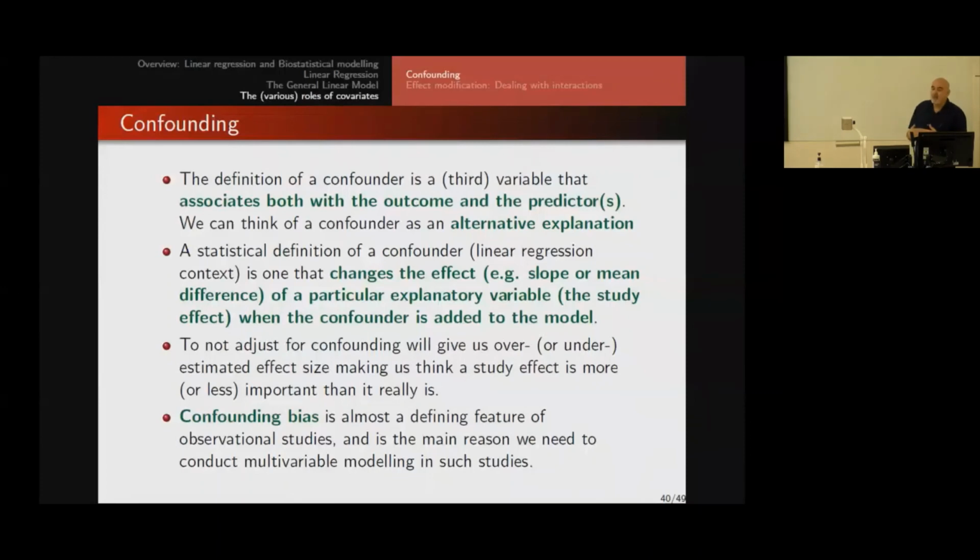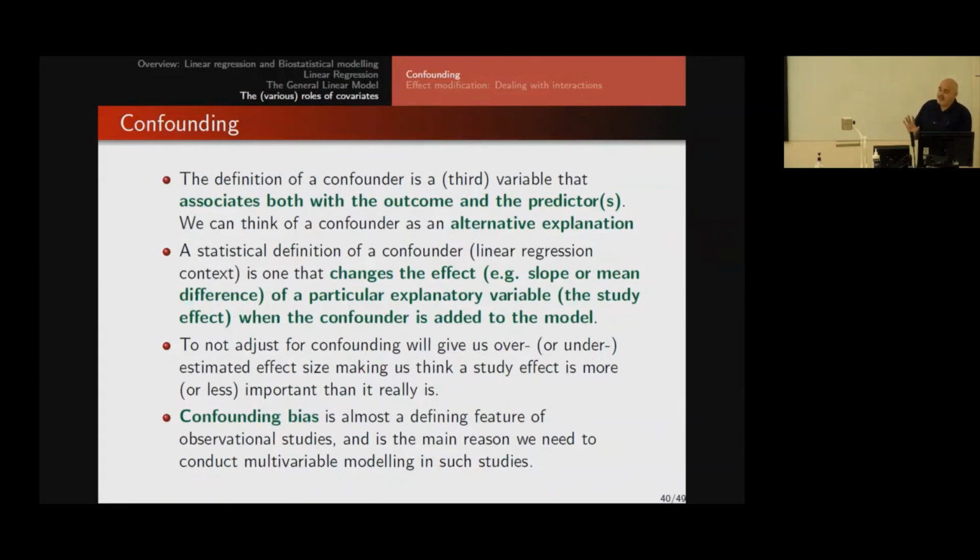So that is our way of assessing whether something is a confounder. We compare our crude or unadjusted betas with our adjusted ones. If the beta is the same, then this third variable is not a confounder. It's a very simple empirical way of doing it. So what this really means is that not adjusting for confounders will give us an over- or underestimated effect size, making us think that our study effect is more or less important than what it really is.